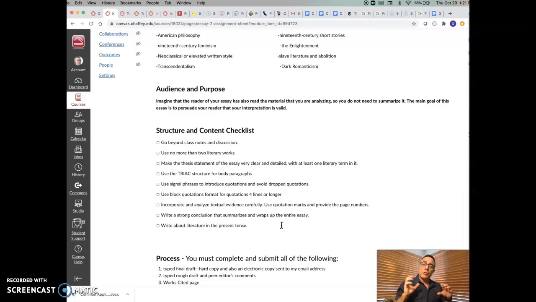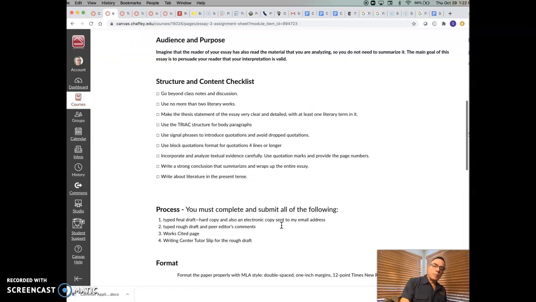And honestly, with that triac model, just to remind you, I strongly recommend that you write out the illustration or the quotation first, and then the analysis of it. This quotation helps the reader understand. This quotation demonstrates that. And from there, it becomes really easy to build that topic sentence.